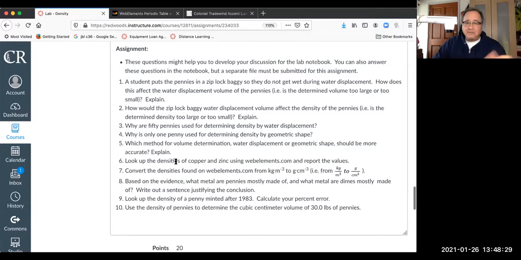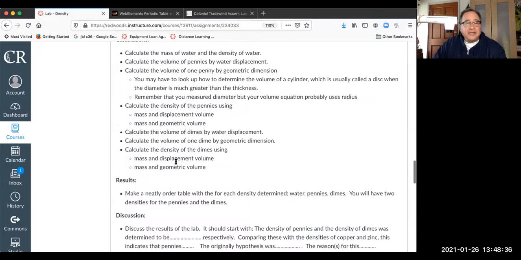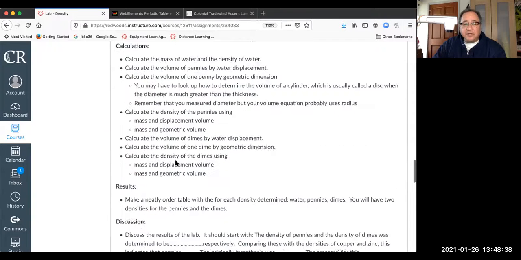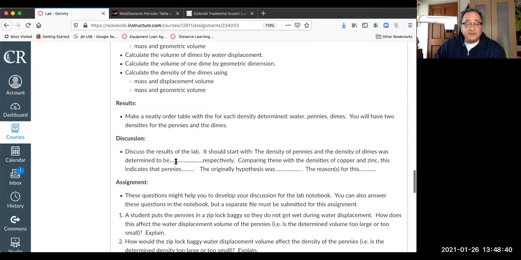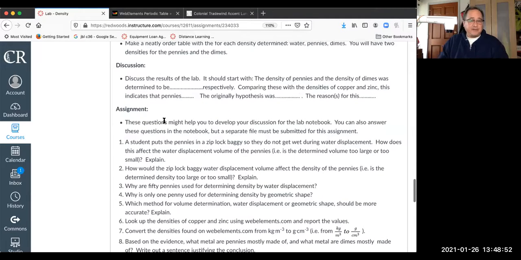Okay, so we've talked about all of the assignment here. We've talked about the calculations, and now it's time to look at the results and the discussion. So the results are straightforward. Make a nice, neat ordered table for each density. And for the discussion, it should start with: the density of the pennies was determined to be, and the density of the dimes was determined to be.